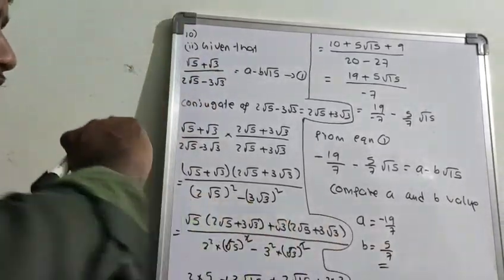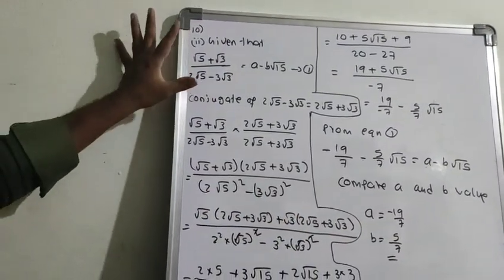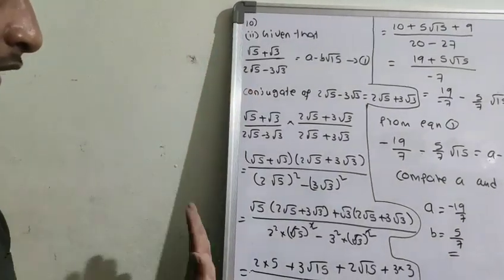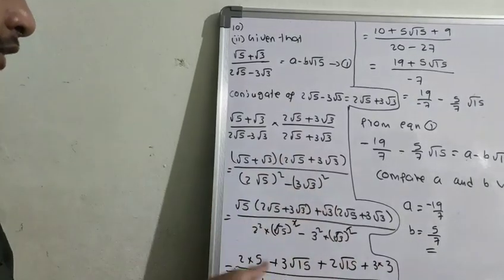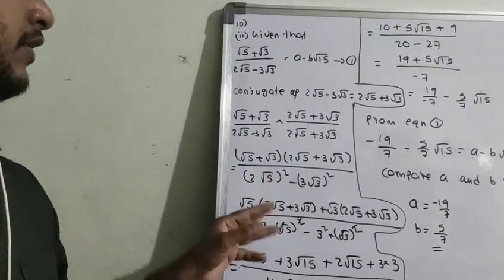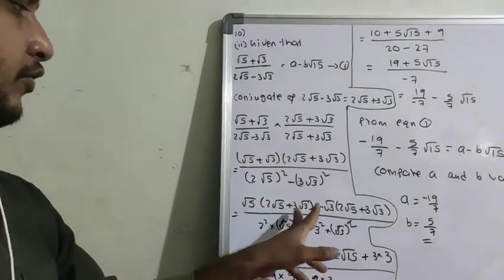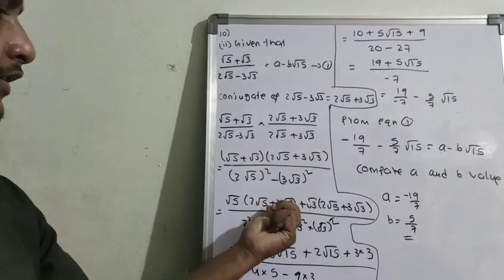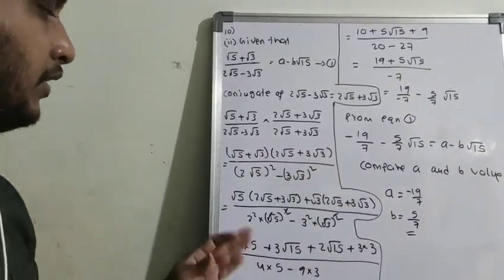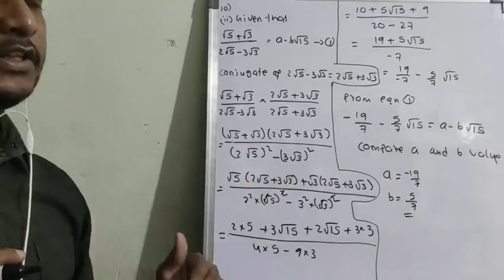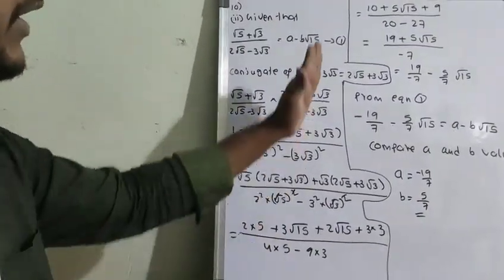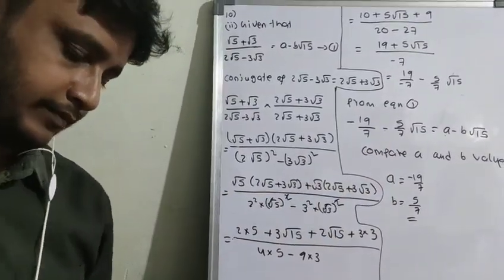So this is the way you have to find out a and b. Simply you have to rationalize the denominator, then you have to compare. But rationalizing calculations is very important. Here root 5 into 2, root 5 into this side plus root 3 into this side you have to do, and do multiplication. Root 5 into root 5 is always 5, and root 3 into root 3 is always 3 only. So then do multiplication and do calculation, you get the answer.